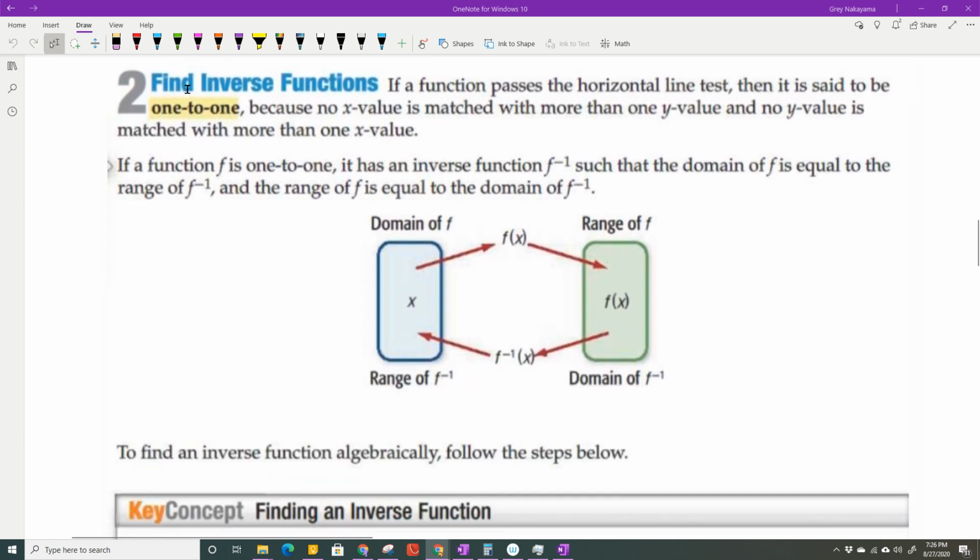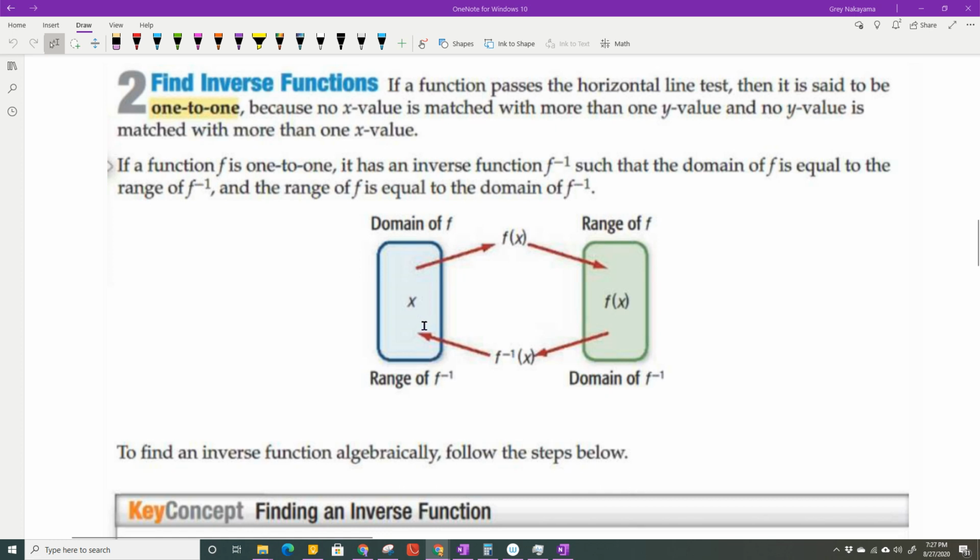So remember, if it passes the horizontal line test, it's 1-to-1. But the important thing about an inverse function that I really want you to remember is it undoes a function. They undo each other. So if you start with x, and you put it into a function and you get something, and then you put it into the inverse, which undoes what you just had, then you're going to get back to x.